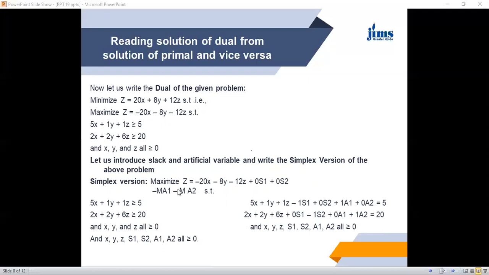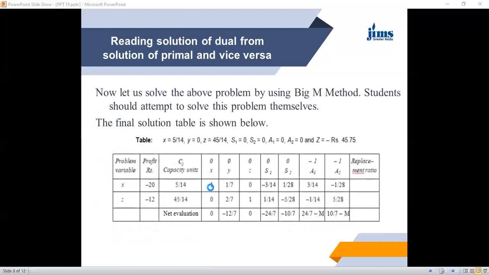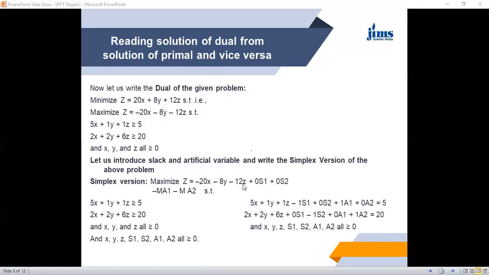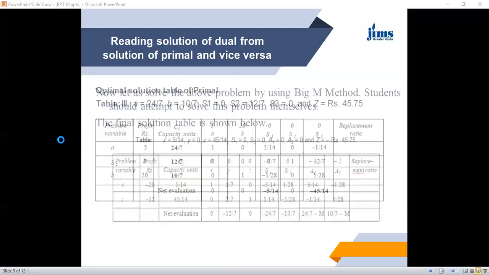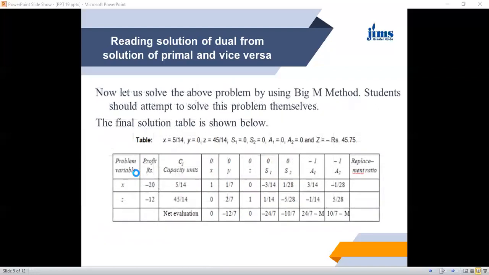We have explained all these methods in the big M method, so you are aware of that. So our objective function becomes maximize Z is equal to minus 20x minus 8y minus 12z plus 0 S1 plus 0 S2 minus MA1 minus MA2, subject to these constraints. Now, I am not solving the details here because I suppose that you are able to solve the problem, because the big M method has been explained to you in detail. It's quite a good number of examples. So I am simply writing the final solution.